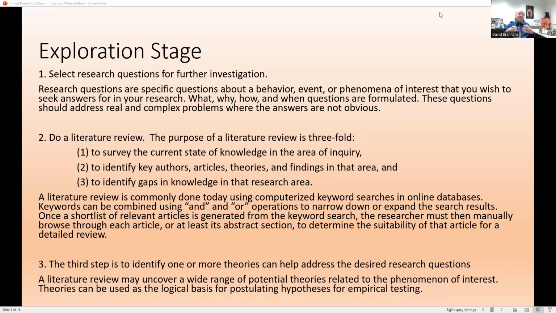If you focus on something like whether or not people vote, you could say, why do people go to the polls to vote?